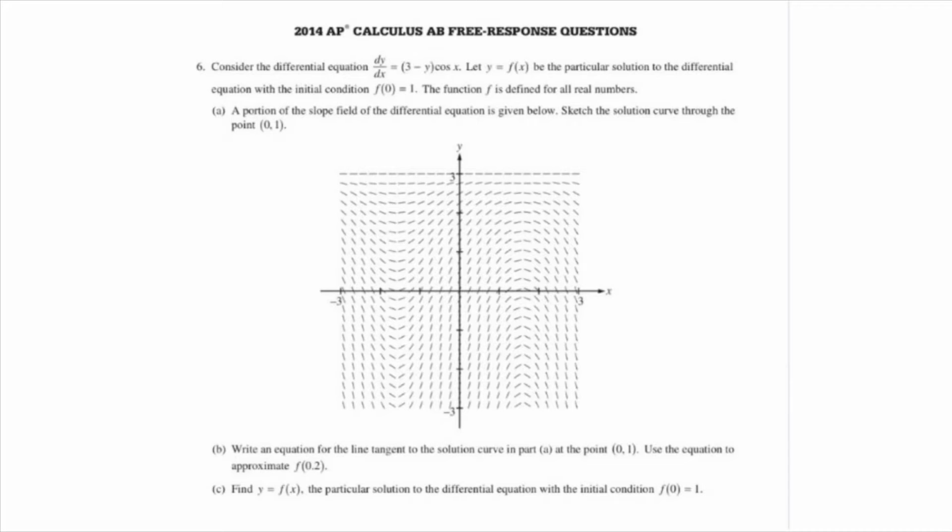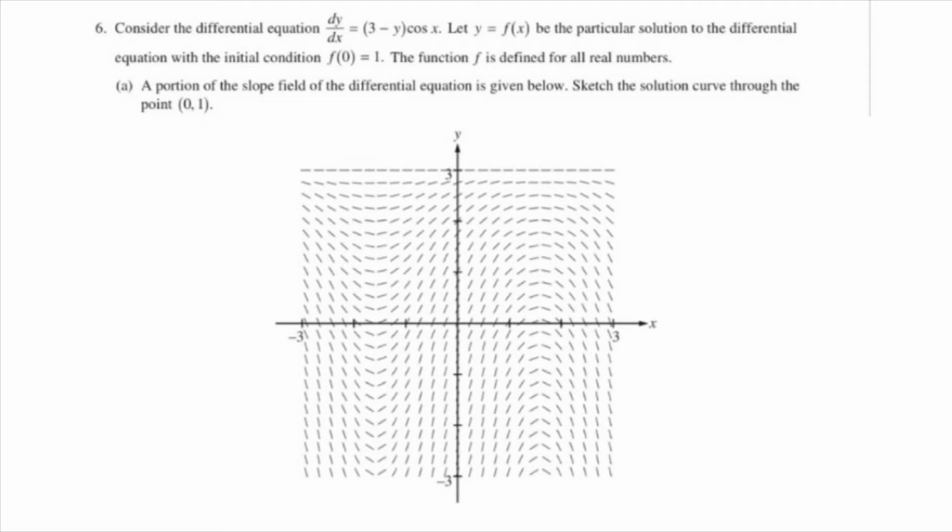So we will be taking you through 2014's free response question number 6. On the next slide, you will see part A. This part is very simple. All you have to do is find the point (0, 1) and follow the slope field through that point and follow the curvature of the graph.